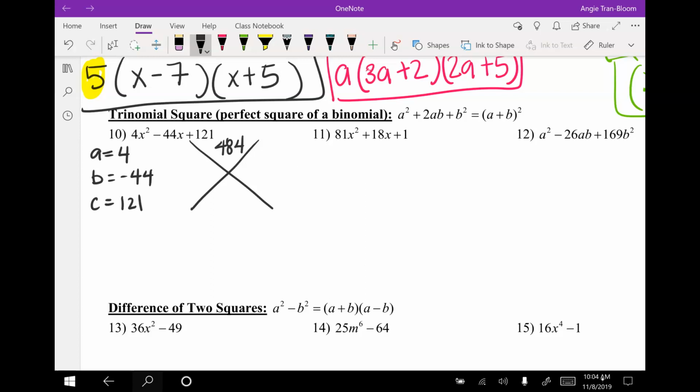What do we put in the bottom? All right, you work it out. Tell me. That's 484. That's a really big number, right? Find the 2 factors.